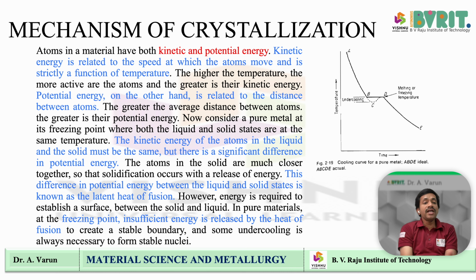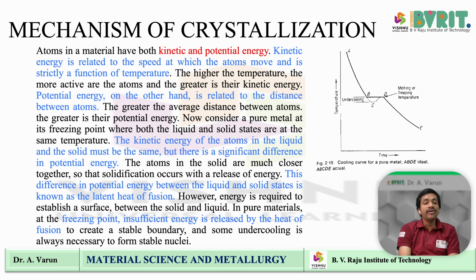Now, let us consider a pure metal. Why pure metal? Because pure metal is made of only a single element. So when you have a pure metal, the atoms will have a freezing temperature. Freezing means from liquid to solid. That freezing temperature for both liquid and solid state is the same. The kinetic energy of the atoms in the liquid and the solid are the same, but the significant difference is observed in the potential energy.